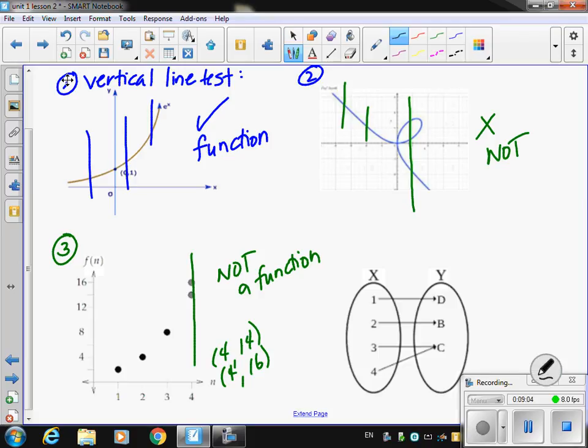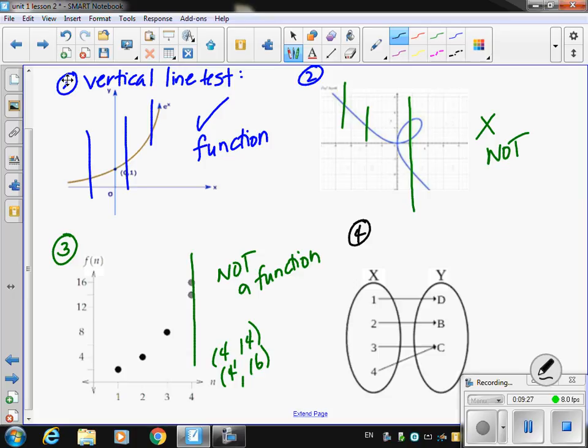Lastly, example number 4, my mapping diagram, x maps onto y. I have 1 mapping onto D, 2 mapping onto B, so far so good, 3 maps onto C, and 4 maps onto C. Is that a problem or is it not? That is not a problem. For every x value, there is only one y value.